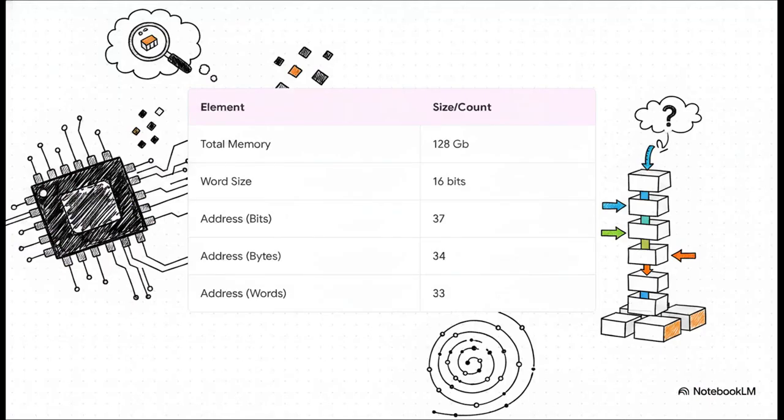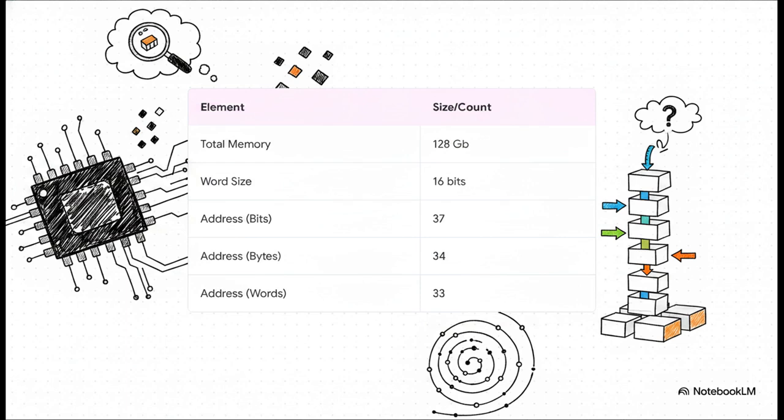To store all this information, the computer obviously needs to know exactly where it is. Let's look at the numbers. Say a system has a total memory of 128 gigabits, grouped into 16-bit words. We have to calculate the addressing space. Because memory is divided into individual cells, we absolutely need a unique binary address for each one.